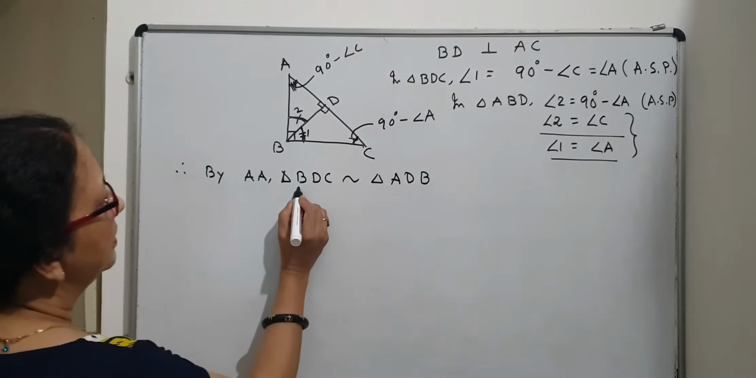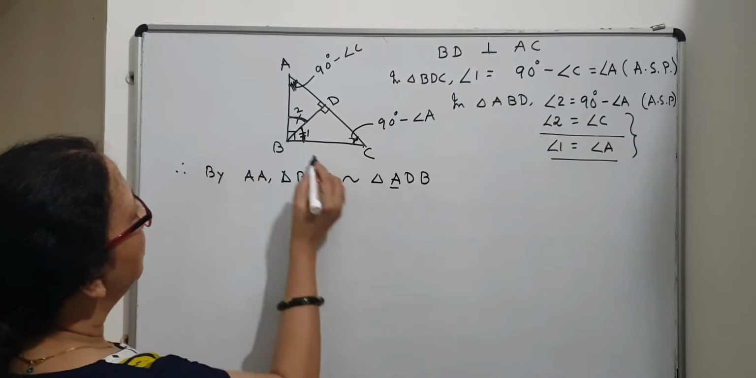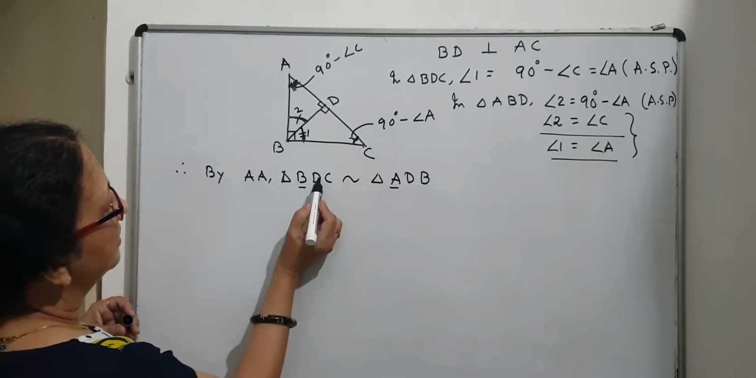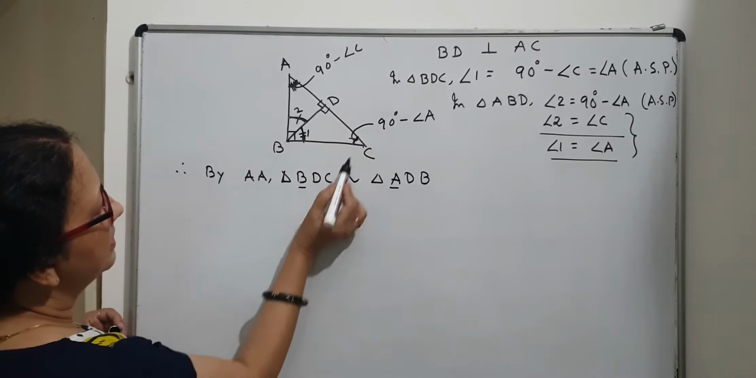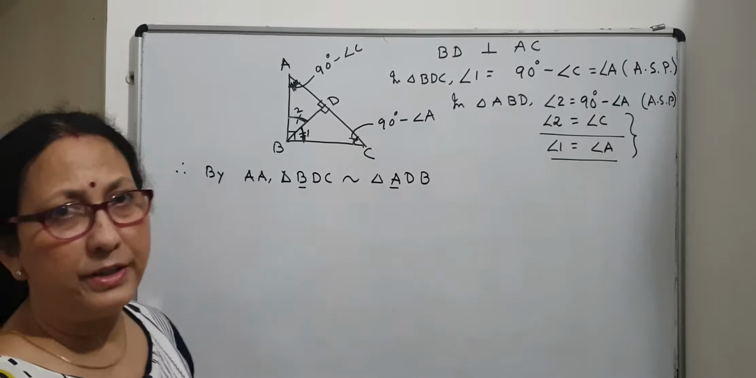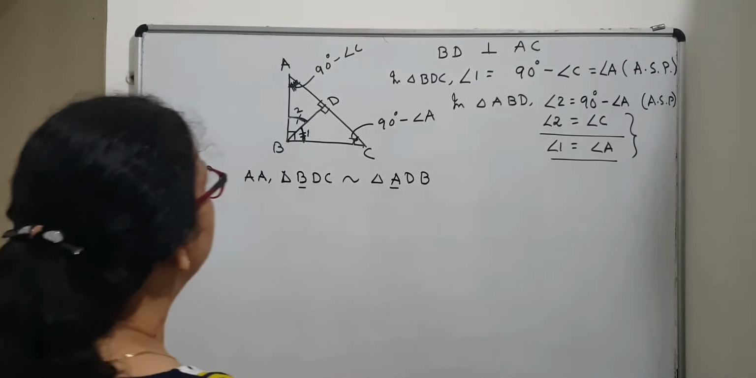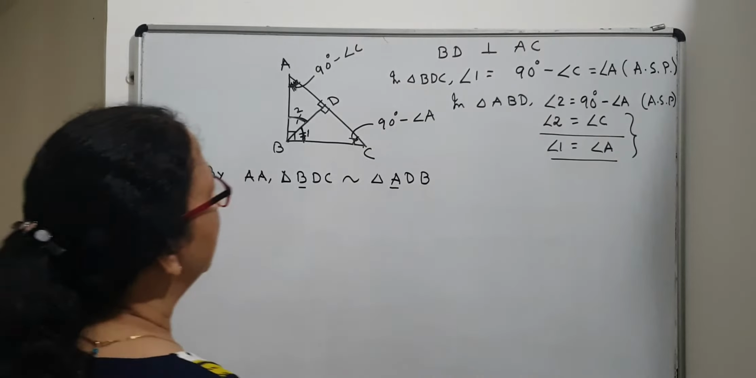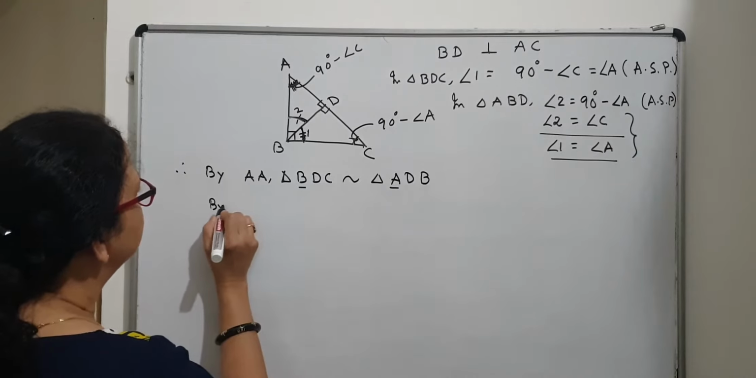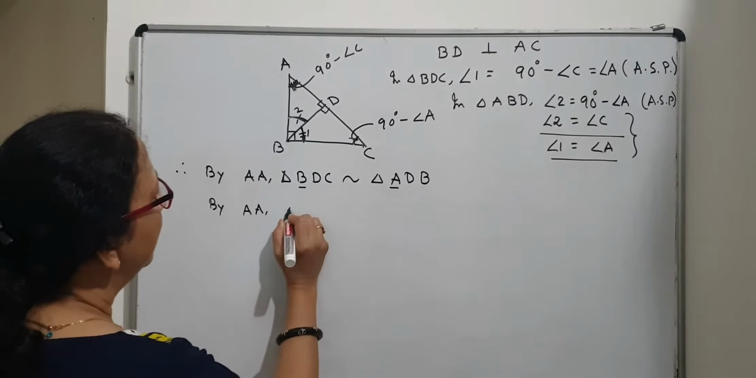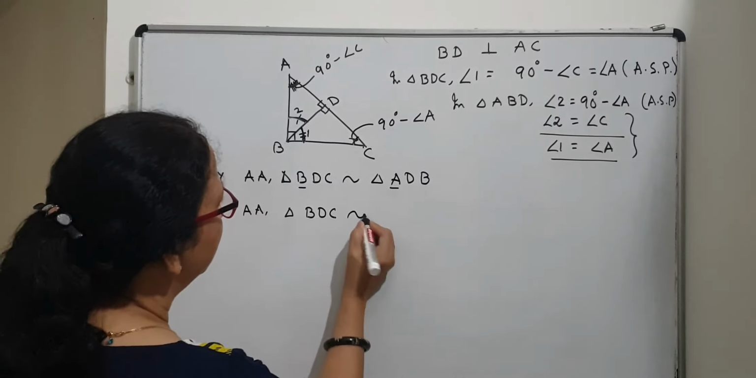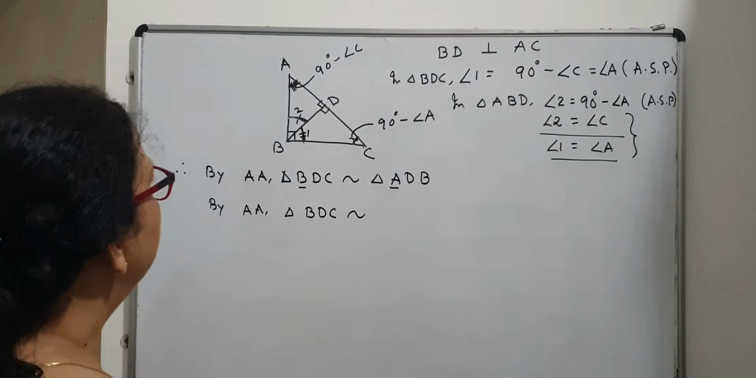So you see, this B is equal to angle A, that is this, in BDC this B is equal to this, and D, D both 90 degrees, and C here is equal to this, that is B. So in this way we can find the two triangles are similar. And also, let me write separately, also by AA, triangle BDC will be similar to the original triangle ABC.